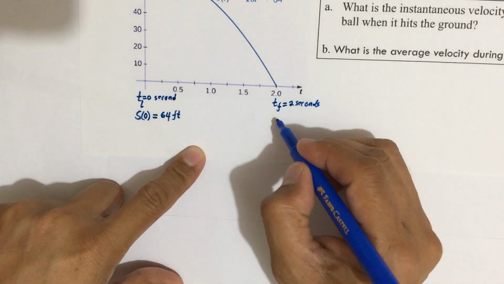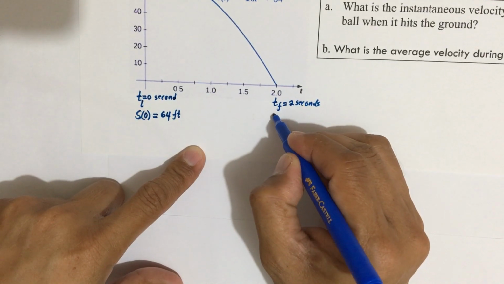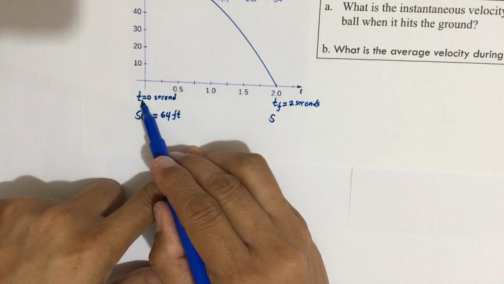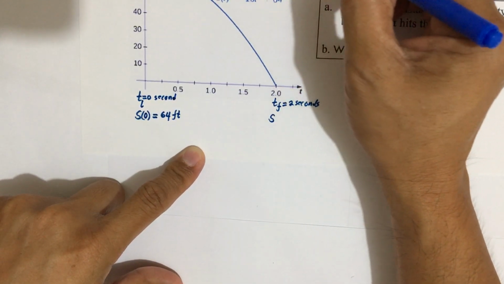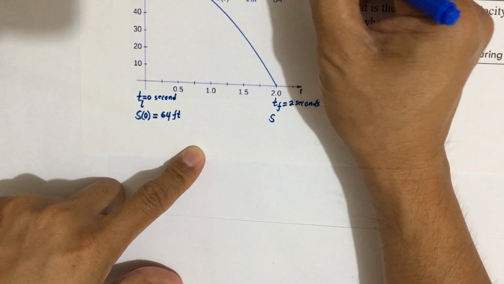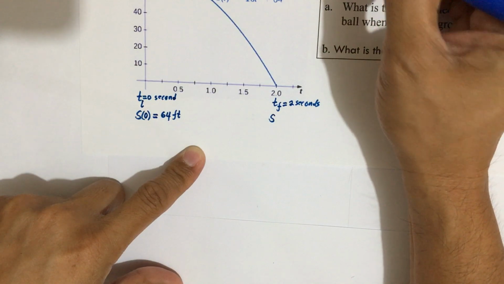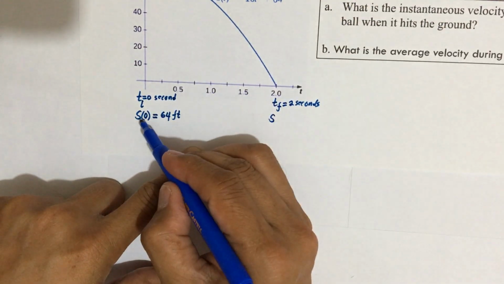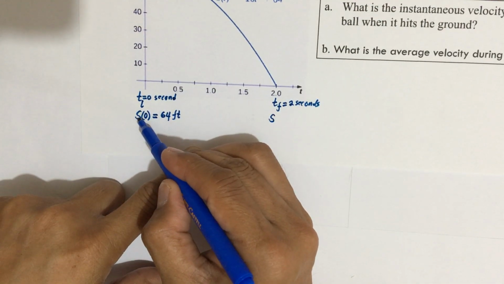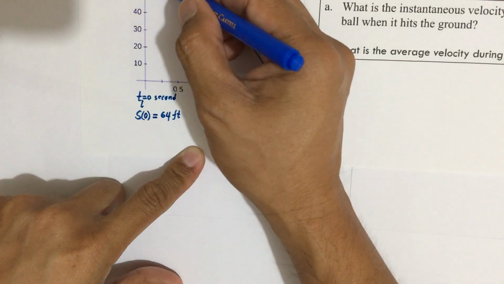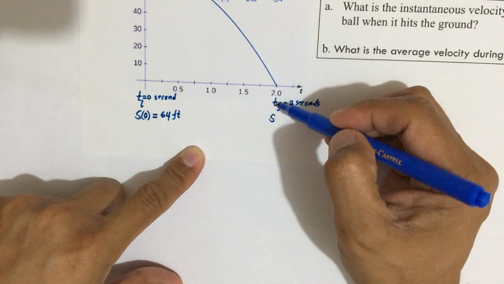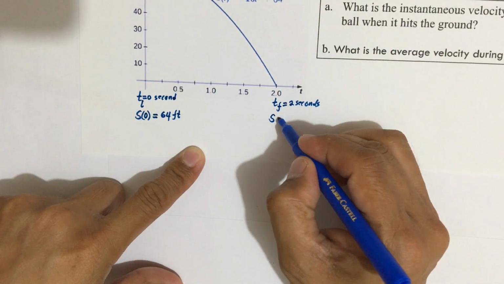Okay, so what is our s here? Here we have this function of the position of the ball, s sub t. So at t equal to 0, s sub 0 equal to 64, meaning at t equal to 0, this is the height of the ball. At t equal to 2 seconds, so s sub 2.